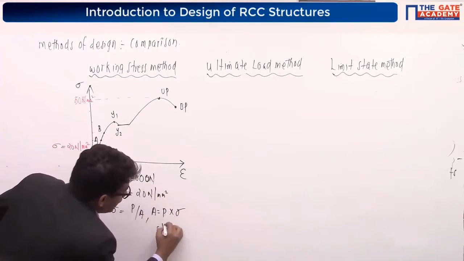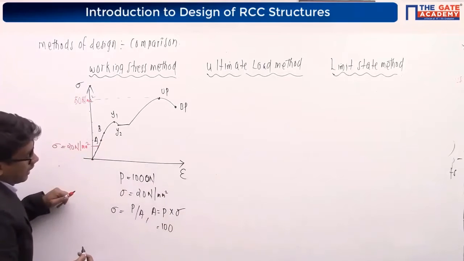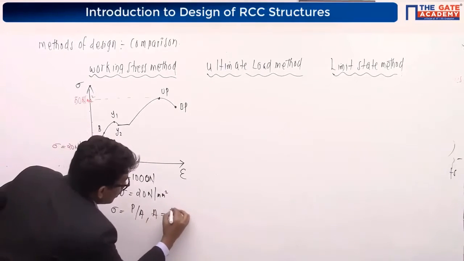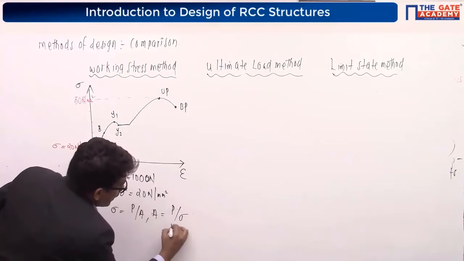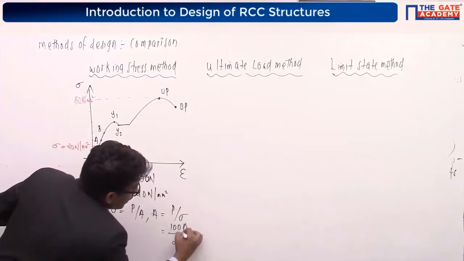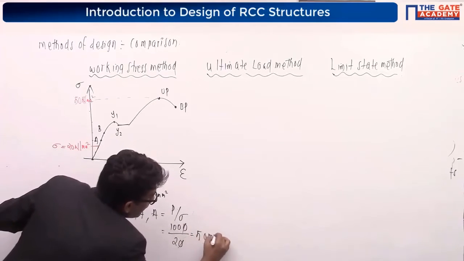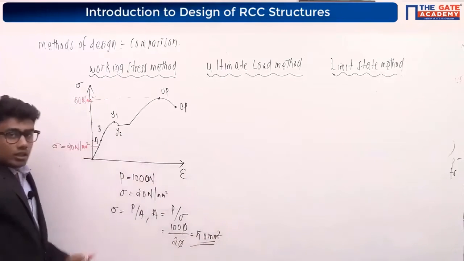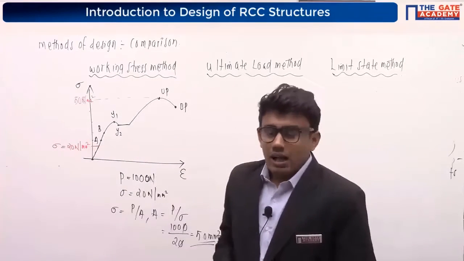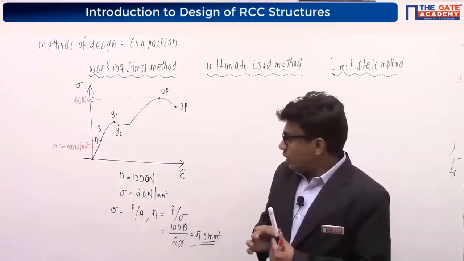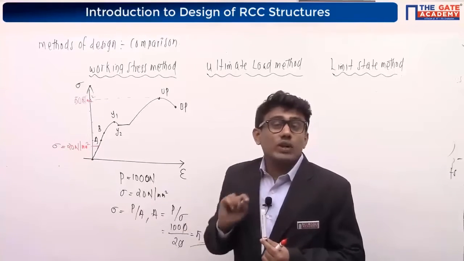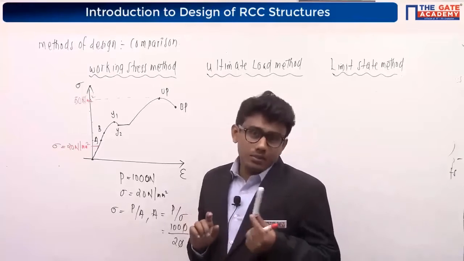Load here is 1000. Sorry, I think I made a mistake. Yes, area here is equal to load divided by stress. Load here is 1000 divided by 20. You will be getting it around 50 mm square. That means, as per working stress method, for this mild steel bar to carry this 1000 Newton load, I need a cross section of around 50 mm square.